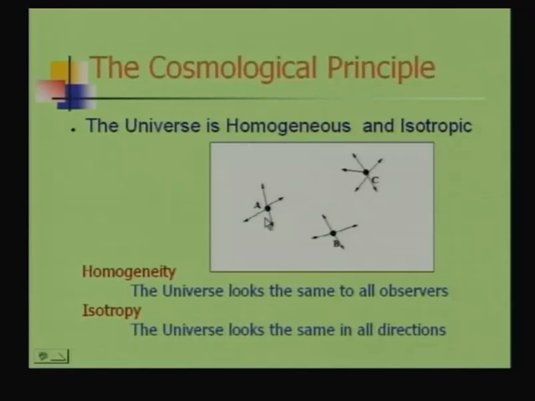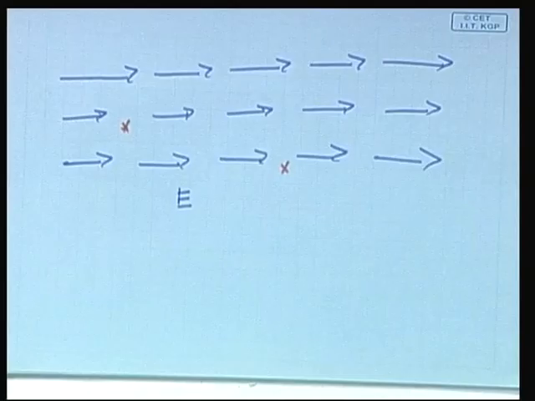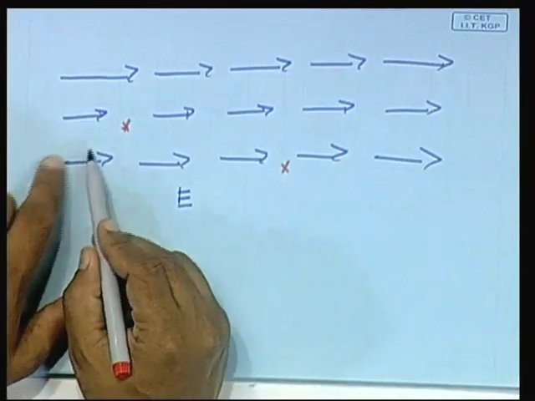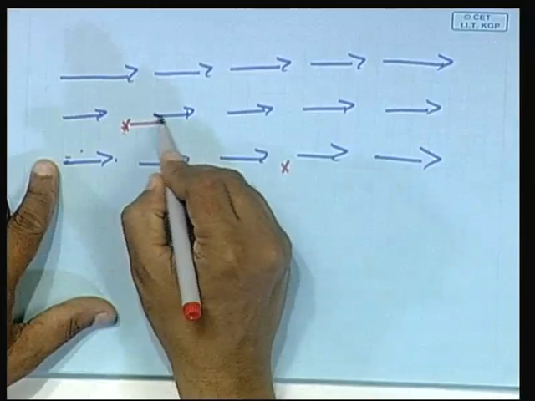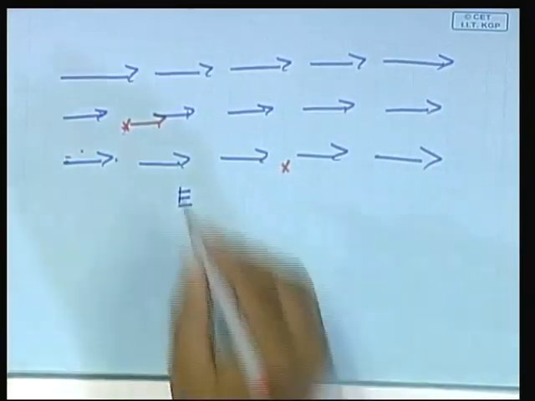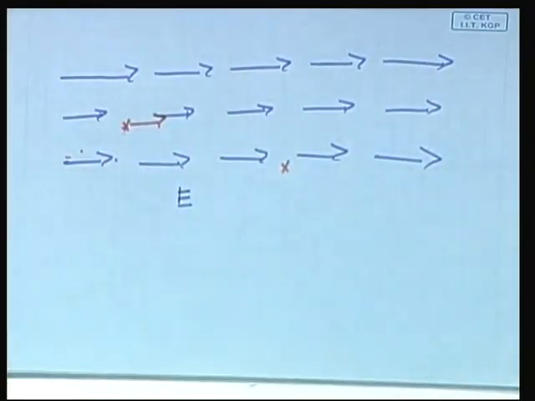Let me again ask you a question, is this electric field isotropic? No. Why not? Because there is a preferred direction. The electric field has a particular direction. So this direction is different from the other directions, because the electric field points in this direction. So this is not isotropic. Now whatever exists in the universe, the cosmological principle says that the universe is homogeneous and isotropic.